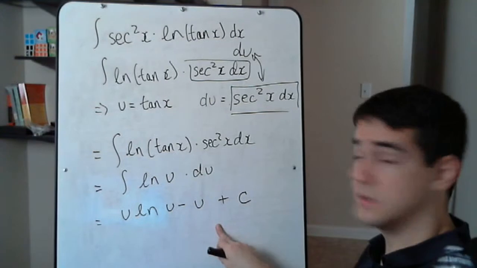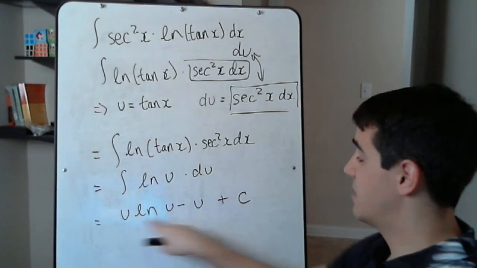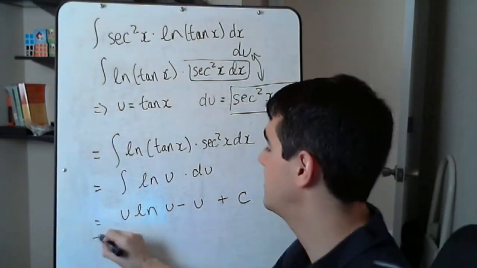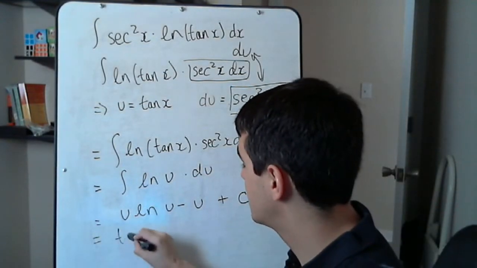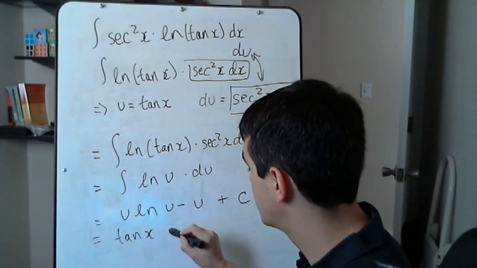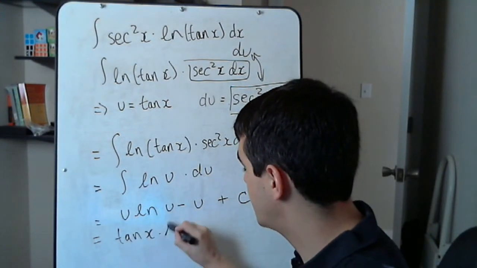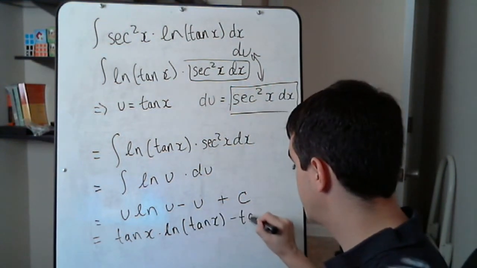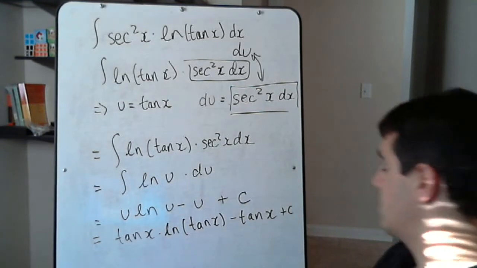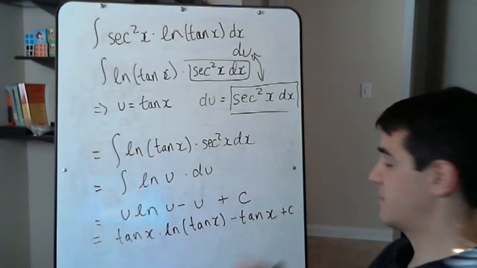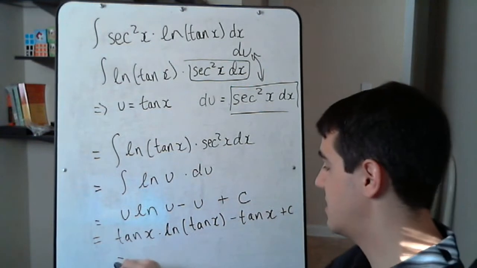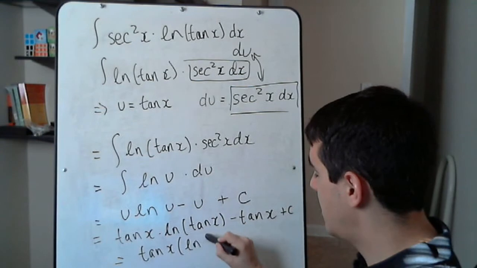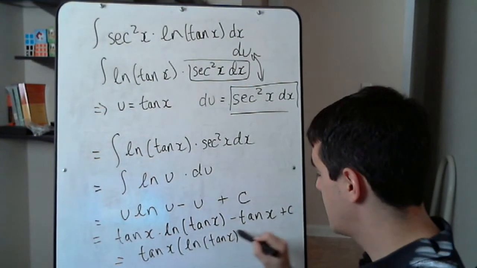Remember, this is not quite the answer. We can substitute our expression for u right back in. So this equals tangent x times ln of tan x minus tan x. Now we can factor out the tangent, so we can just say tangent x times ln of tan x minus 1. Plus c.